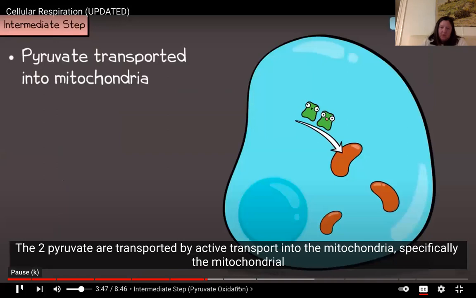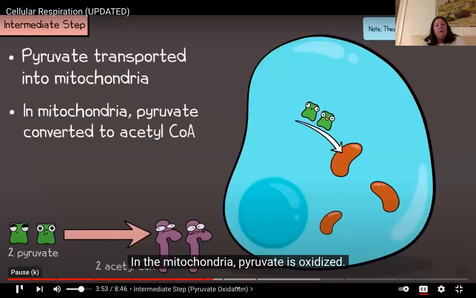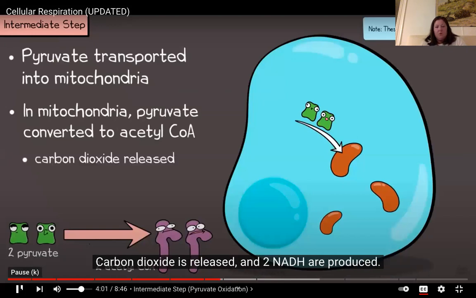The 2 pyruvate are transported by active transport into the mitochondria, specifically the mitochondrial matrix. In the mitochondria, pyruvate is oxidized. The 2 pyruvate are converted to 2 acetyl-CoA, which will be used by the next step. Carbon dioxide is released and 2 NADH are produced.